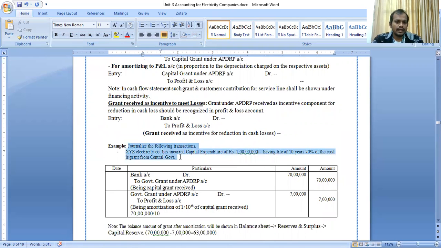We'll go with the example. So journalize the following transactions. XYZ electricity company has incurred capital expenditure of 100 lakhs, having a life of 10 years. 70% of the cost is a grant from the central government.